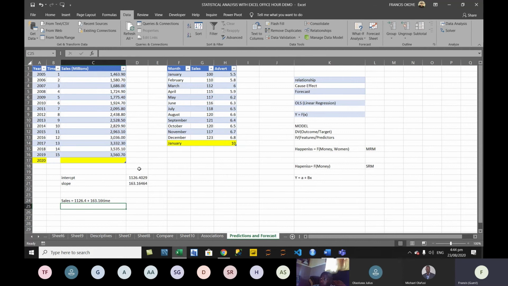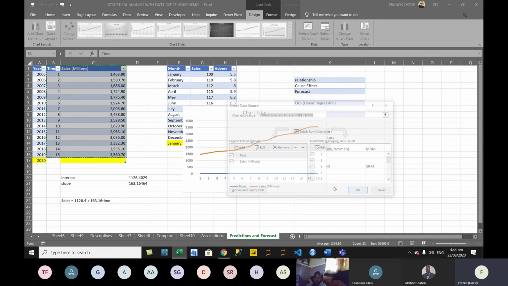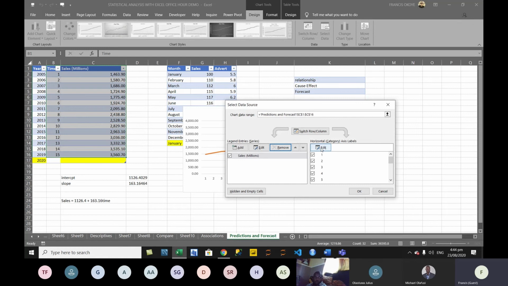Another way of doing this, I can also highlight my data and simply plot a chart, a line chart, okay? In this case, I can just select my data. I just want my time out, so I can remove that. So here I can pick my years. Let me just pick my years there, okay? I pick my years there and plot my charts. So this is my chart there, okay?